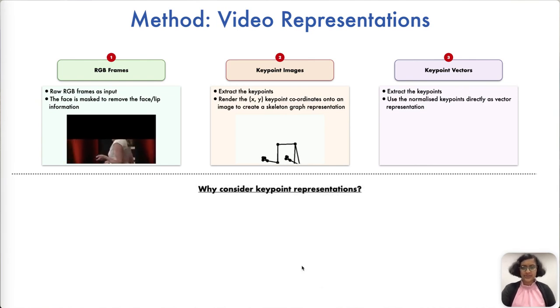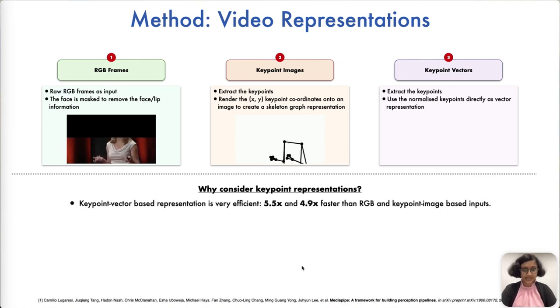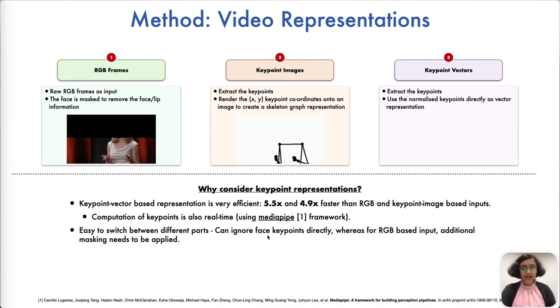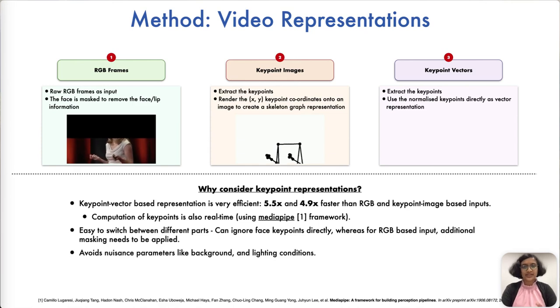So now, one of the questions that arises at this stage is, why do we even need keypoint representations? Well, there are multiple reasons to do so. First, the keypoint vector representation is very efficient. It is 5.5 times faster than RGB. Second, it is very easy to switch between different parts and consider the regions of input, whereas for RGB, we need a separate masking. And third, using keypoints directly discards unnecessary information like background or different lighting conditions and so on.